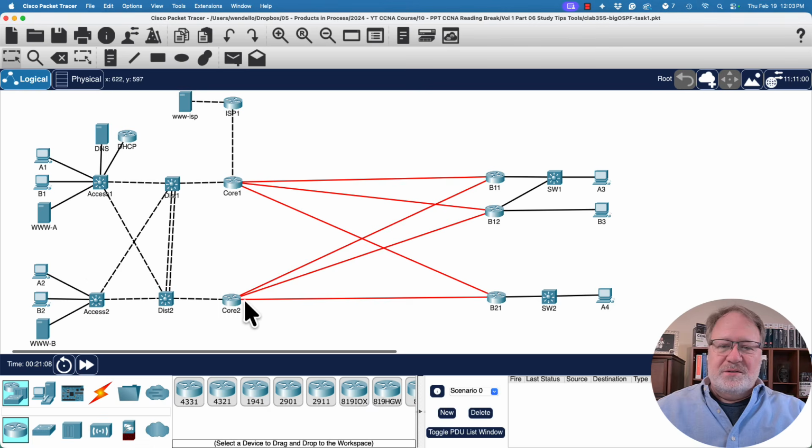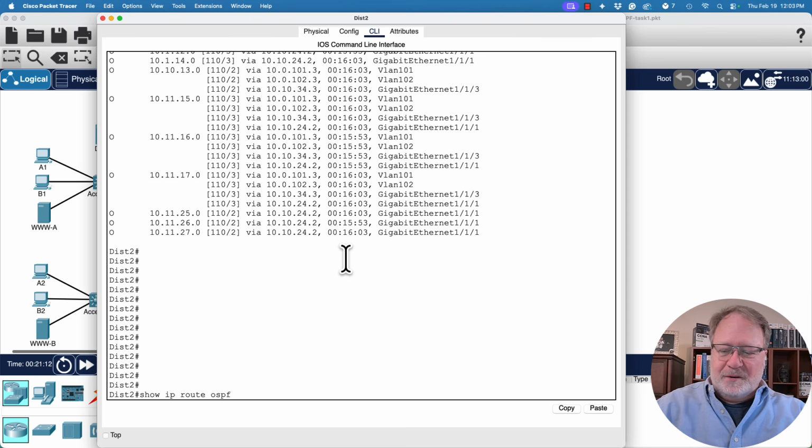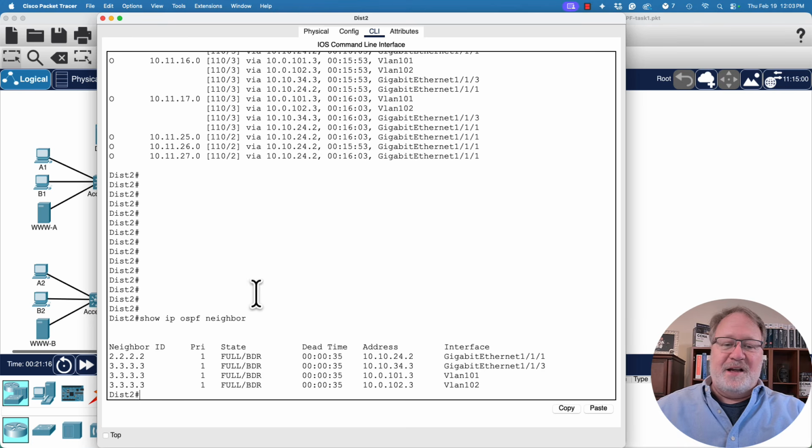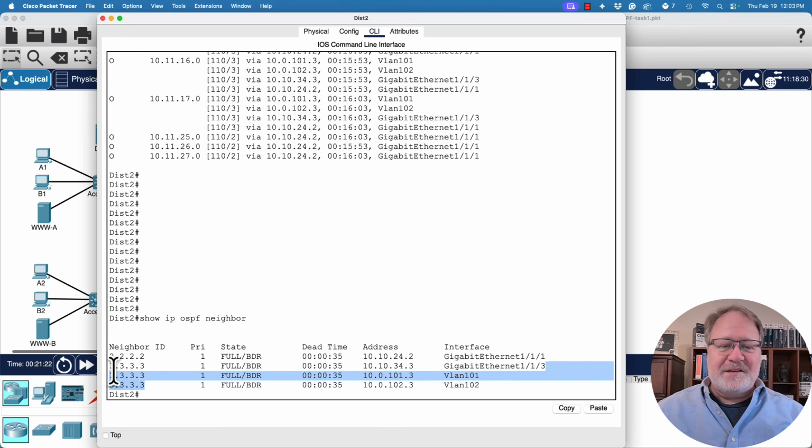Now let's go over to dist 2 and just briefly do something similar because we see the same pattern here. So show IP OSPF neighbor. Dist 2 is a neighbor with core 2 over that routed link, and a neighbor 3 times with dist 1. Dist 1's router ID is 3333, and its neighbors over the routed link and over each of the 2 VLANs, similar to how dist 1 was neighbors with dist 2 over those same 3 links, right?